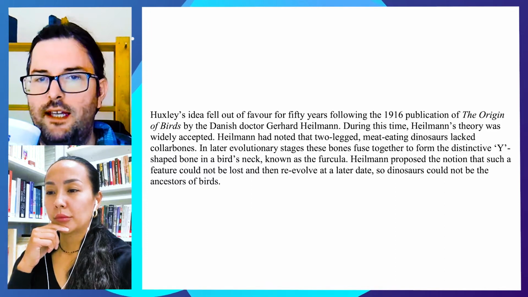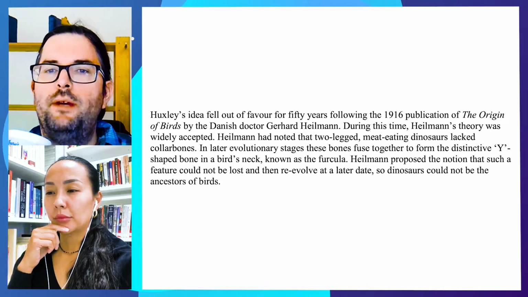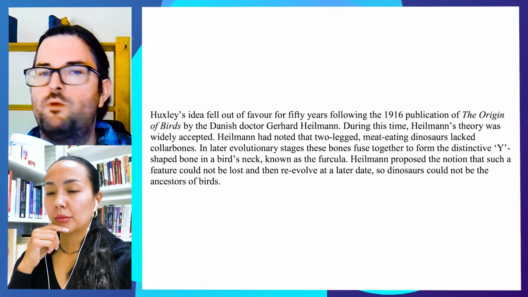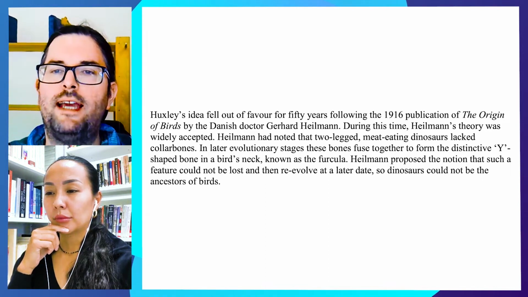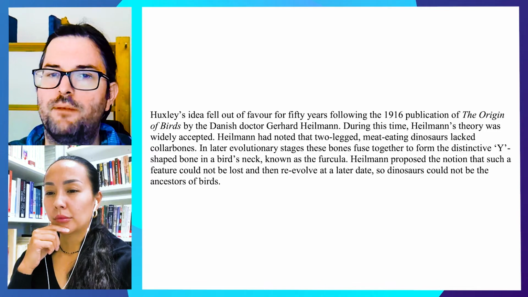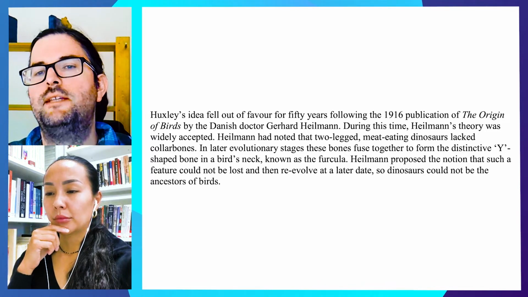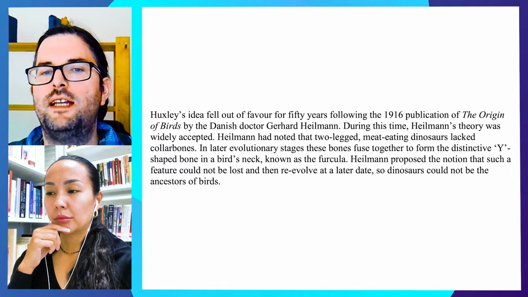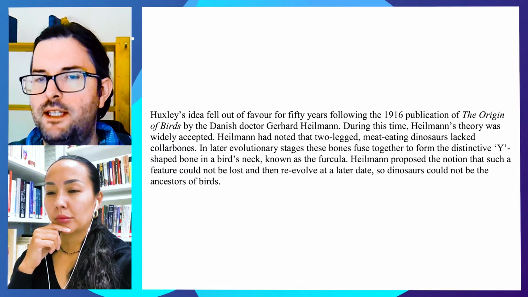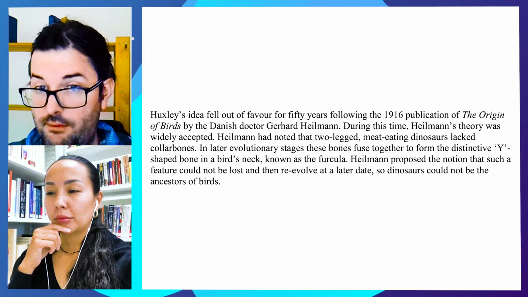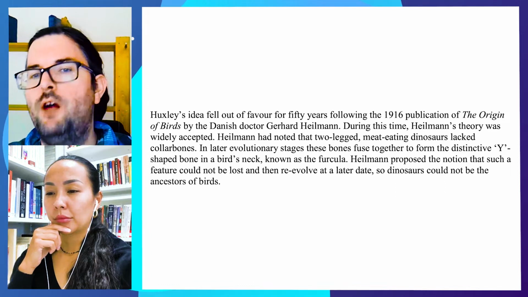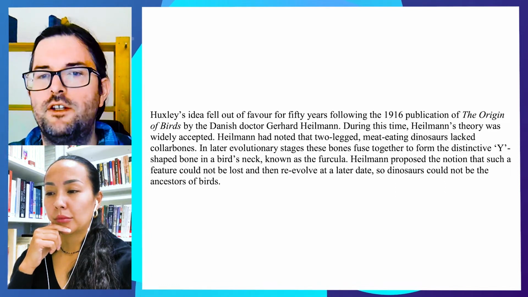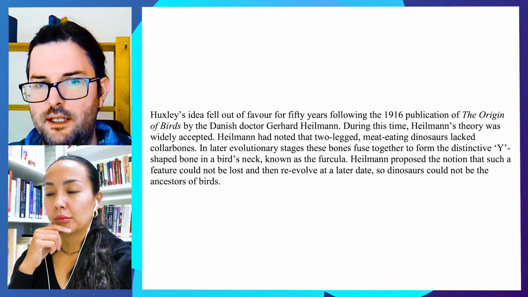by the Danish doctor Gerhard Heilmann. During this time, Heilmann's theory was widely accepted. Heilmann had noted that two-legged meat-eating dinosaurs lacked collarbones. In later evolutionary stages, these bones fused together to form the distinctive Y-shaped bone in a bird's neck, known as the furcula. Heilmann proposed the notion that such a feature could not be lost and then re-evolve at a later date. So dinosaurs could not be the ancestors of birds.